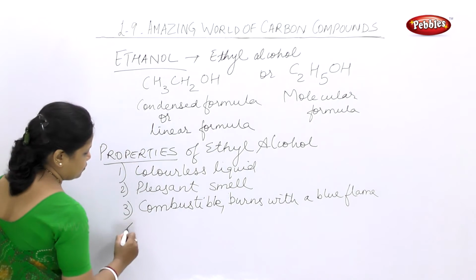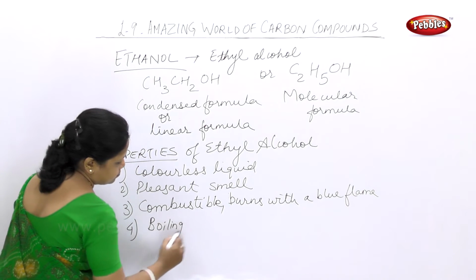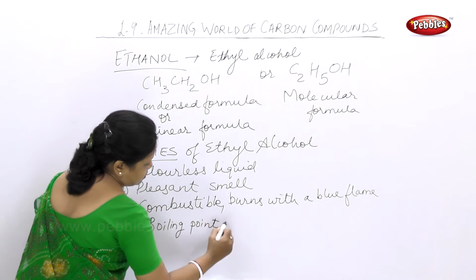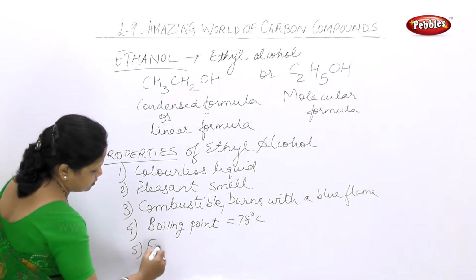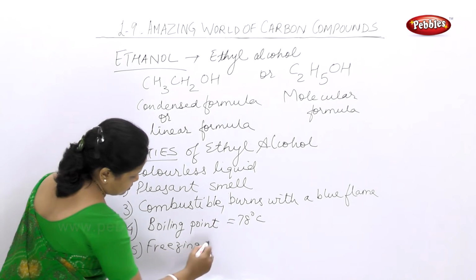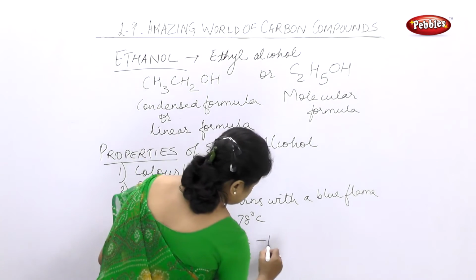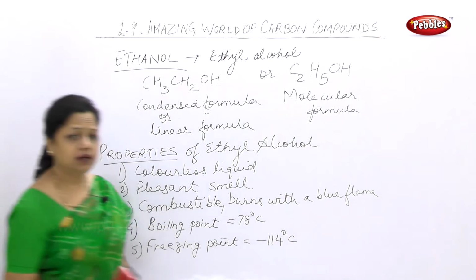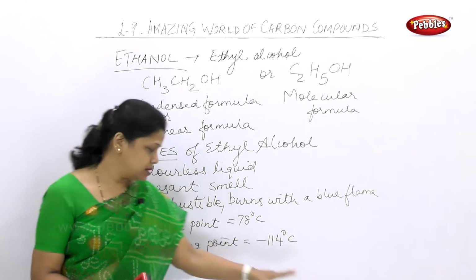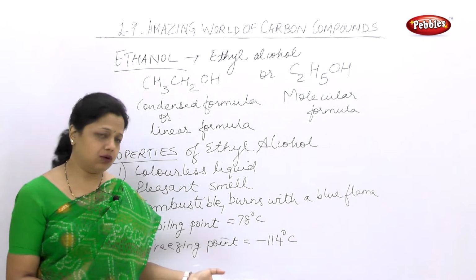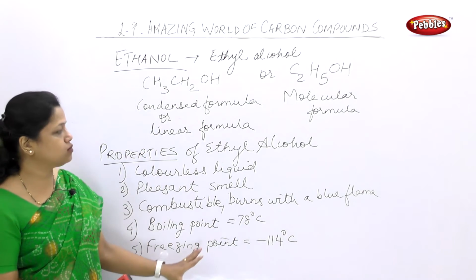The fourth property which we can identify is its boiling point. Its boiling point is 78 degrees Celsius and its freezing point is equal to -114 degrees Celsius. That means alcohol freezes at -114 degrees Celsius. If we want to boil alcohol, we need a temperature of 78 degrees Celsius. These were the properties of ethyl alcohol.